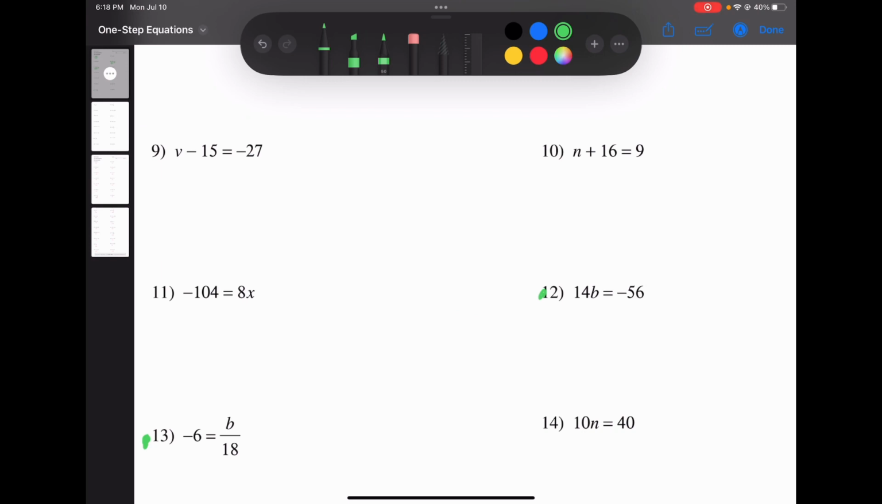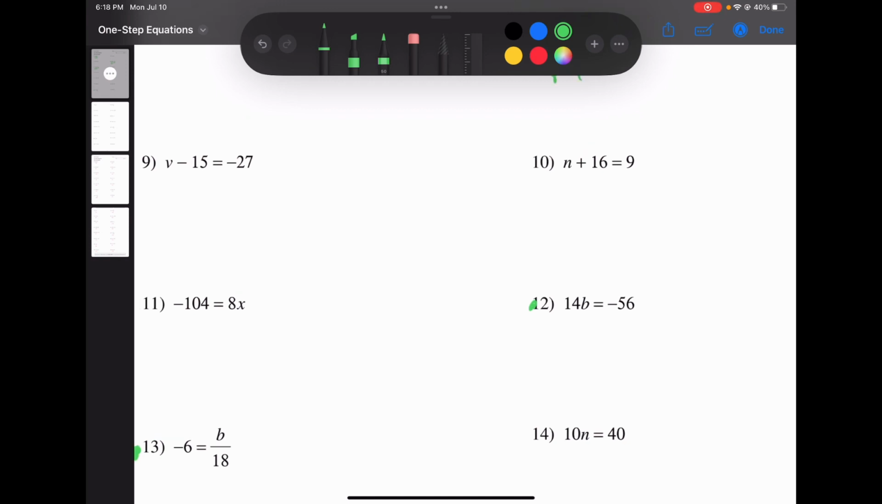Question 12 states 14b is equal to negative 56. So this involves division. Let's say that we have 2b is equal to 4. To get rid of the 2, you have to divide, because multiplication and division are opposites. So here we have to divide by 14 on both sides. And b is equal to negative 4.